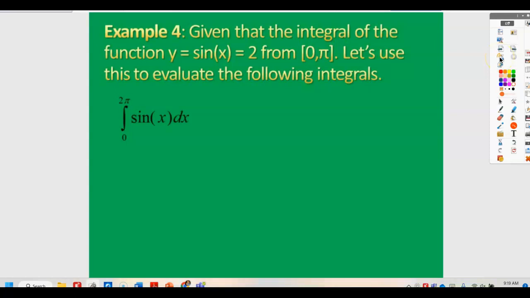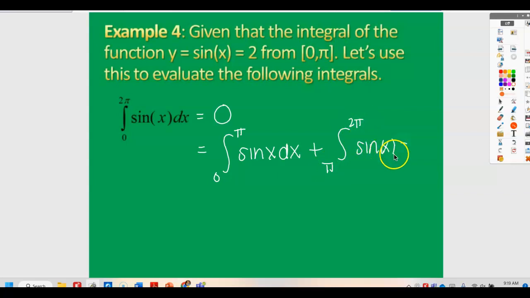I already hinted at this. The integral from 0 to 2 pi ends up becoming 0, because this translates into the integral from 0 to pi plus the integral from pi to 2 pi, which we know to be 2 plus negative 2, which is 0.